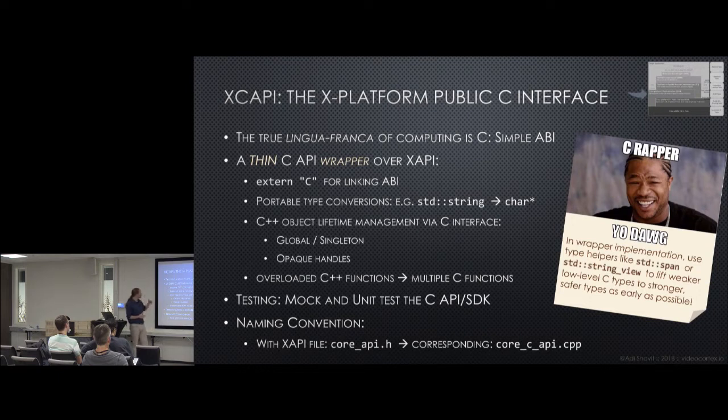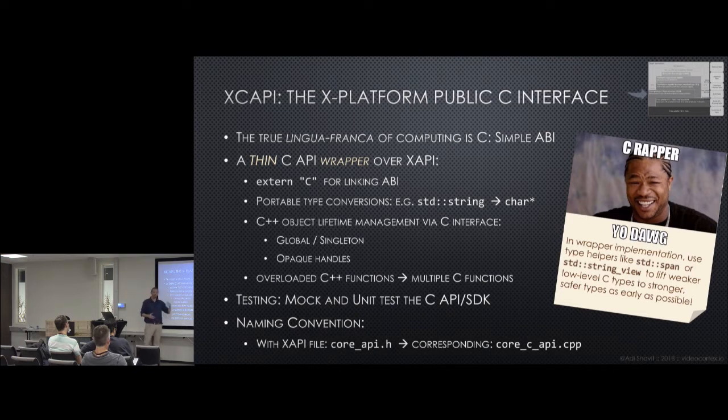So in this layer, we're going to take the public C++ API we saw before. We're going to wrap it, again, in very, very thin wrappers. And we're going to see some examples so that I'm not just hand-waving here. And expose this C API, which is much easier to bring up to the cross-platform level. So in this case, we would use extern C for linking ABIs.